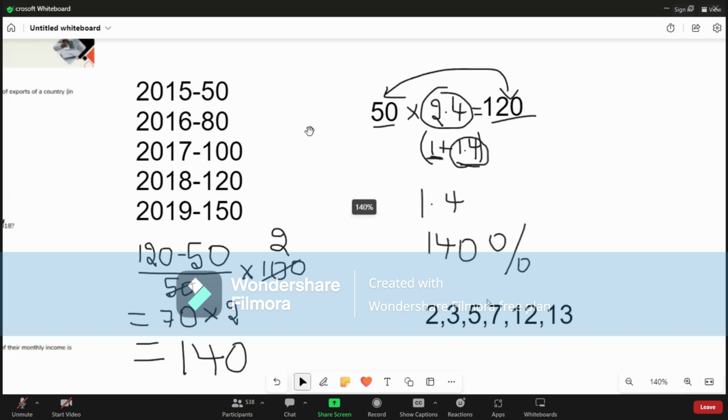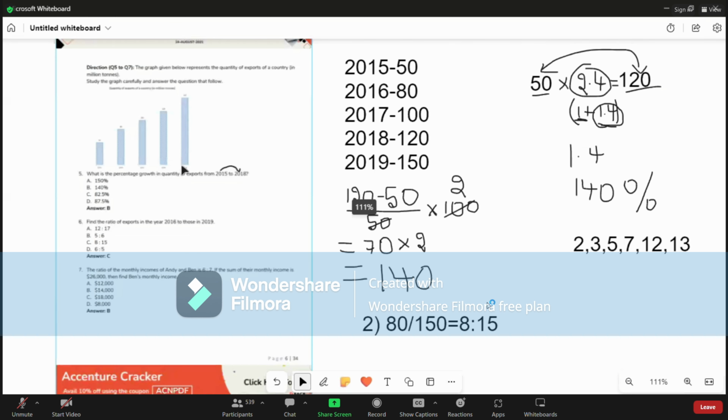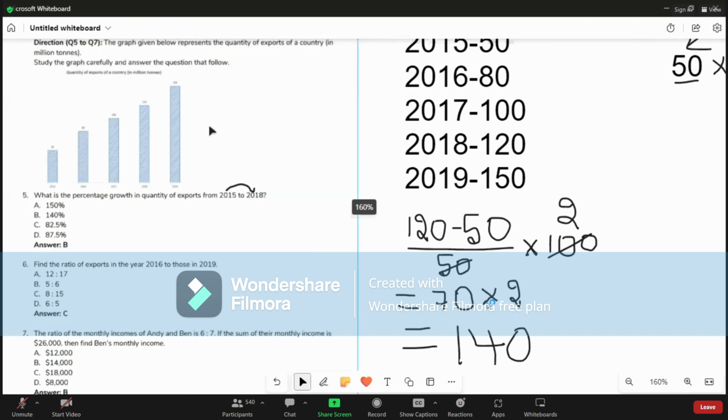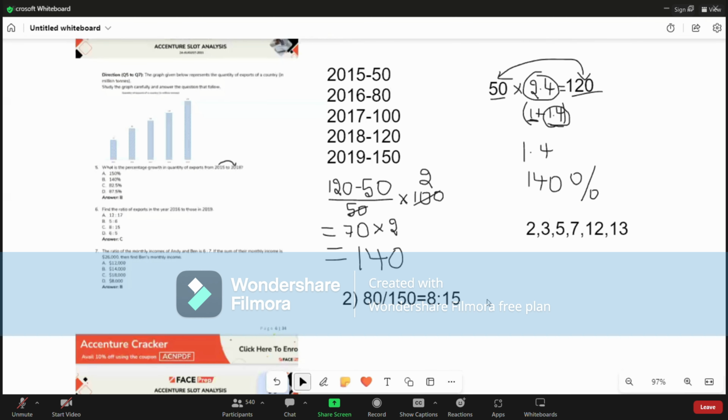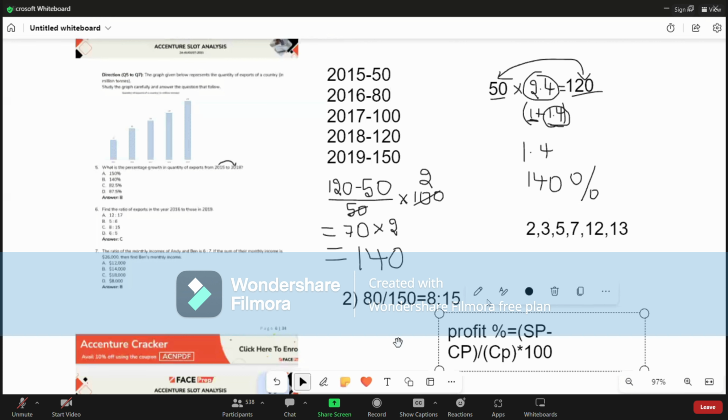The bar graph. Okay. So have you all learned about profit and loss? You might have done problems on profit percentage and these kind of questions. So in that, what will be the formula for profit percentage? Profit percentage will be the selling price minus cost price, divided by cost price, into 100. That is what you might have learned in profit.